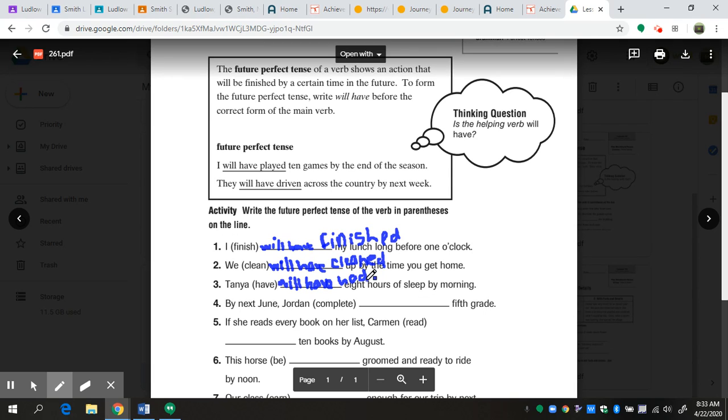So once again, regardless of what your perfect tense is, whether it's past perfect, future perfect, present perfect, your main verb, these verbs that are in the parentheses, are always going to be in the past tense. When you're talking about future perfect tense, you're going to start every sentence with will have. When you're talking about the past perfect tense, you're going to start every sentence with had. Today's is easier than yesterday. If you have any questions, please let me know in the group.